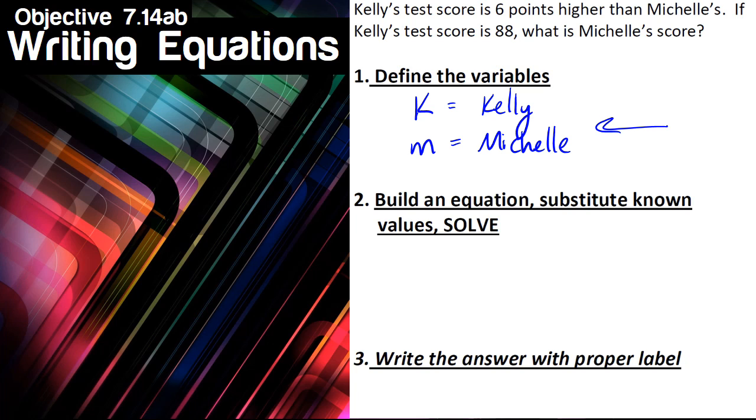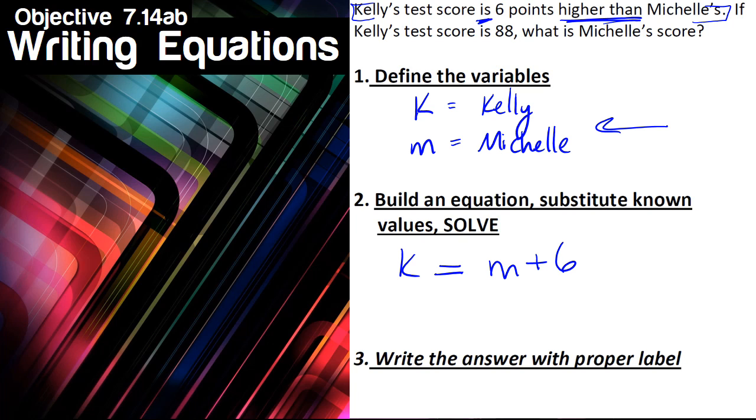Now we need to build out our equation here. So we're going to take it from this first little part right here. So Kelly's test score is. So "is" is our equal sign. Kelly's test score would be K. And then is 6 points higher than Michelle's. And so we know that's more than. So we can write this as M plus 6. And so right now we're given our equation.